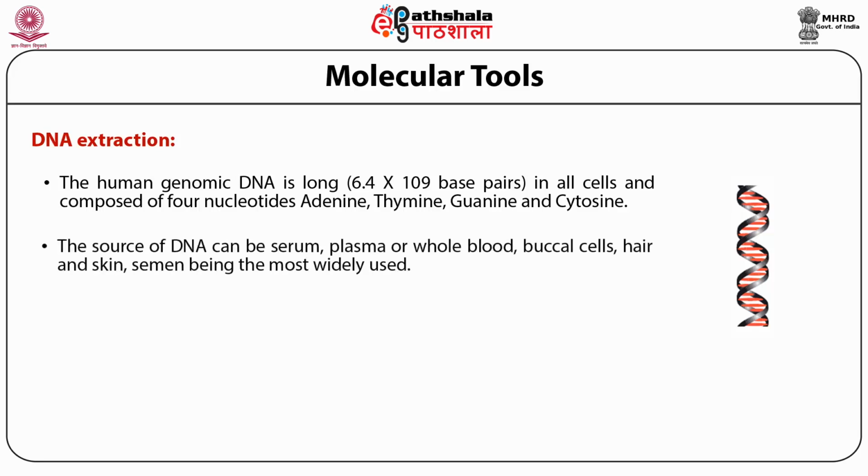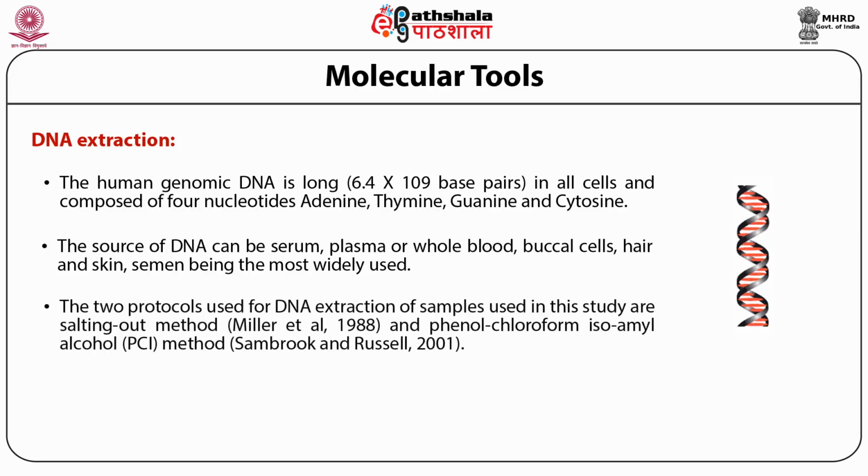The source of DNA can be serum, plasma, or whole blood, buccal cells, hair and skin, semen, with blood being the most widely used. The basic steps involved in DNA extraction are lysis of RBC and WBC, protein and lipid extraction, DNA isolation, and purification of isolated DNA. Many different standard protocols have been devised that differ in the reagents used for the various steps.